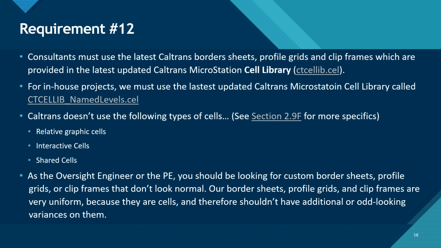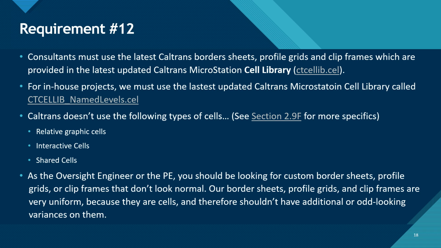Requirement number 12 is that all users must use the latest Caltrans border sheets, profile grids, and clip frames. Please notice that there are 2 separate files for consultants and in-house designers here. Consultants must use the provided ctcellLib.cell library, whereas in-house designers must use the ctcellLib_named_levels.cell library. If you are an in-house designer, please use the underbar tags cells for borders, etc.